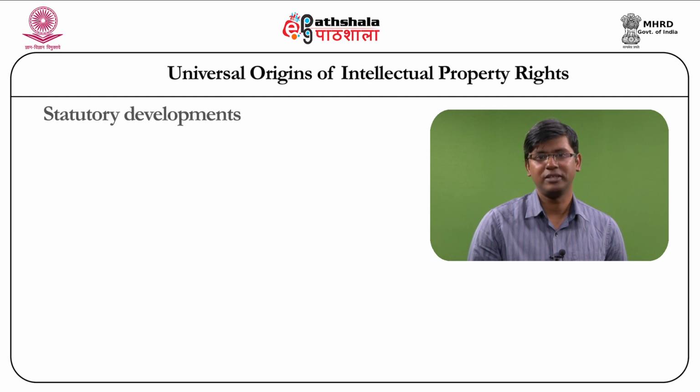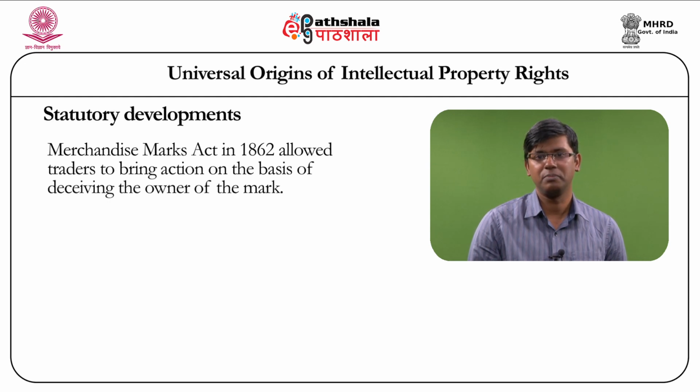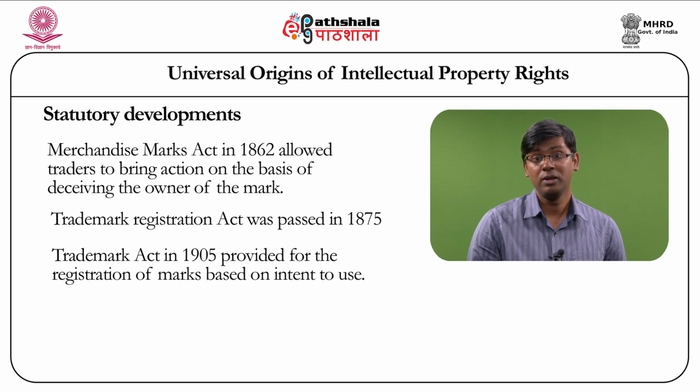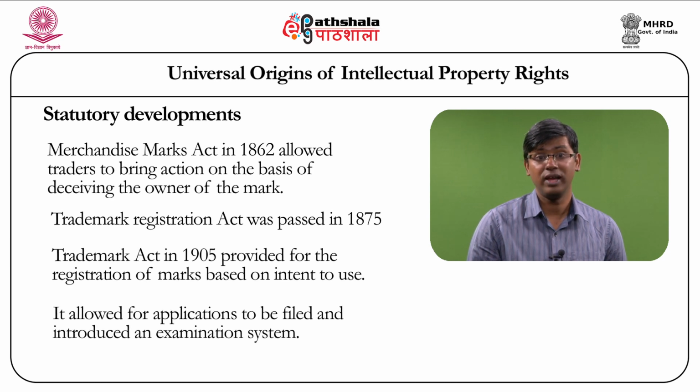Further, you had a lot of statutory developments like the Merchandise Marks Act in 1862, which allowed traders to actually bring action on the basis of deceiving the owner of the mark. Subsequently, you had the Trademark Registration Act, which was passed in 1875. Then you had the Trademark Act in 1905, which provided for registration of marks based on the intent to use. This was the first time you would allow for registration of trademark based on the intent to use. It allowed for applications to be filed and introduced a system of examination of the marks.